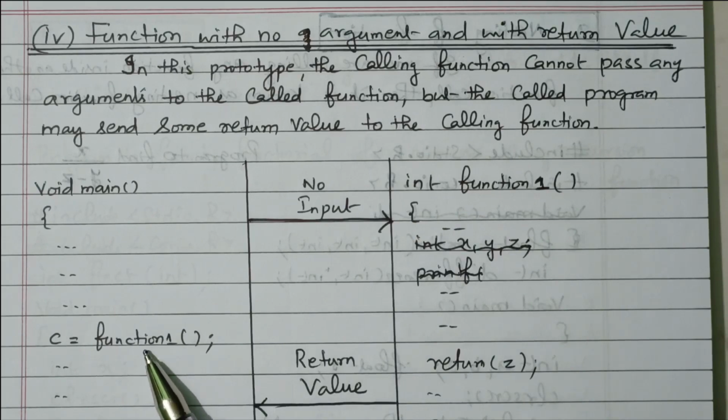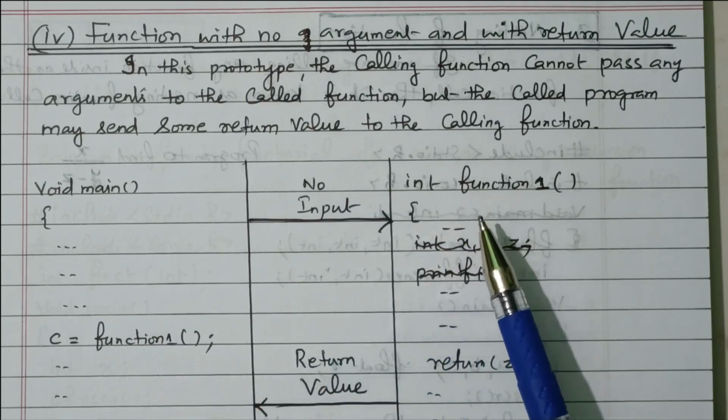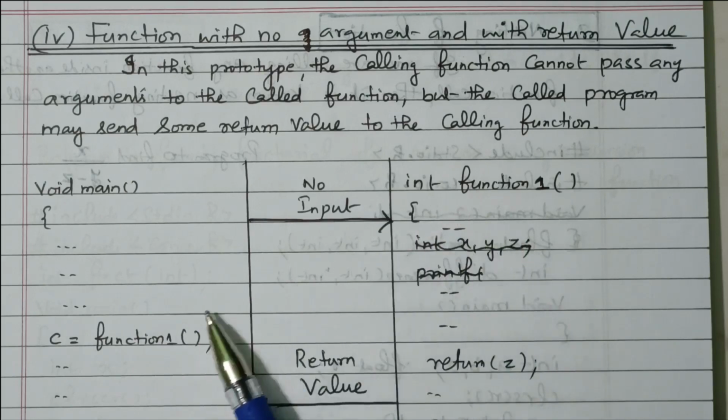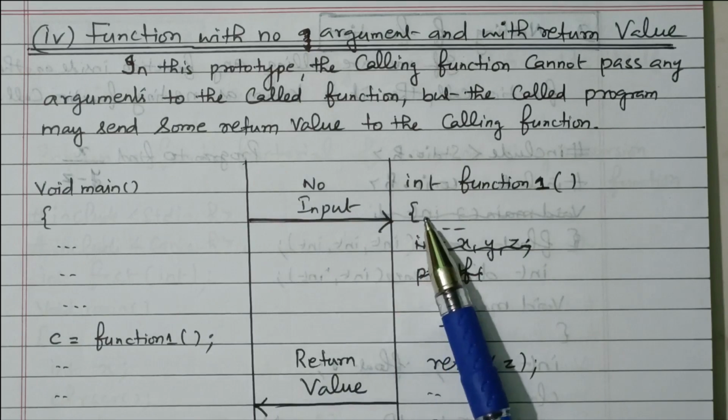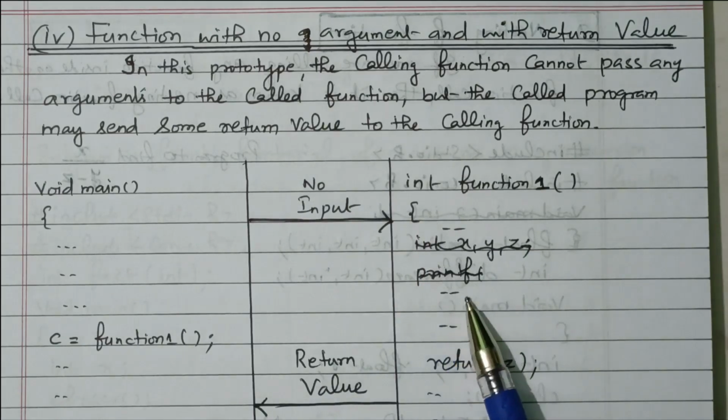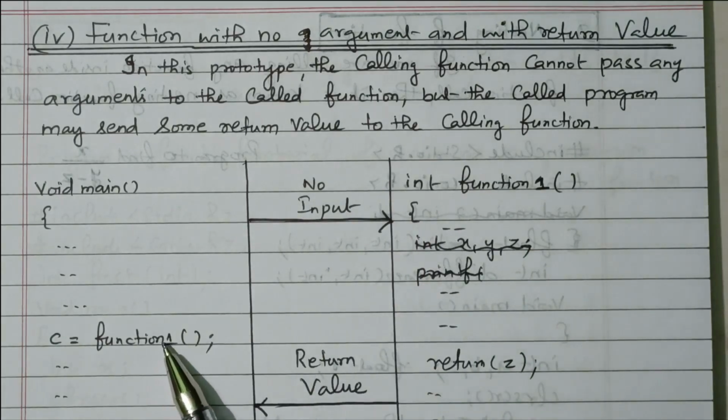So while calling the function, we can send the parameters, arguments to the function. Similarly, the function will return the value. Normally the function will return only one value. So based on that, in this fourth category, we are not sending any argument to the function, but the function will return the value. So the fourth category.